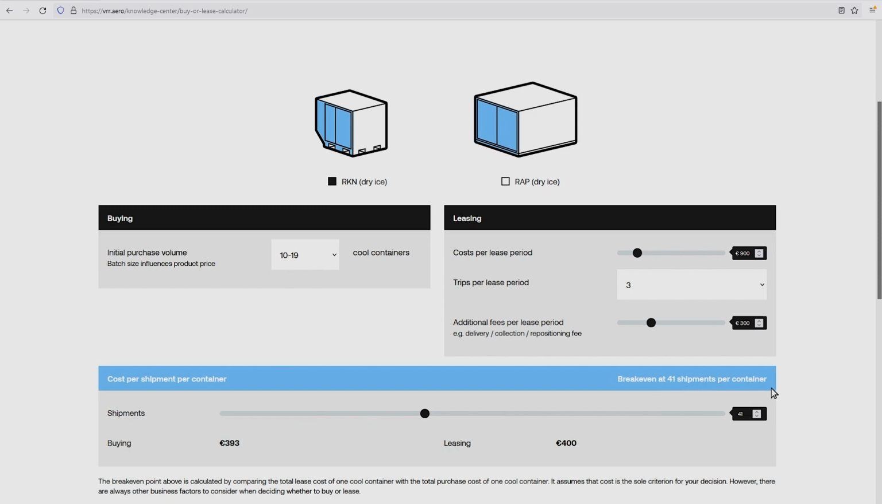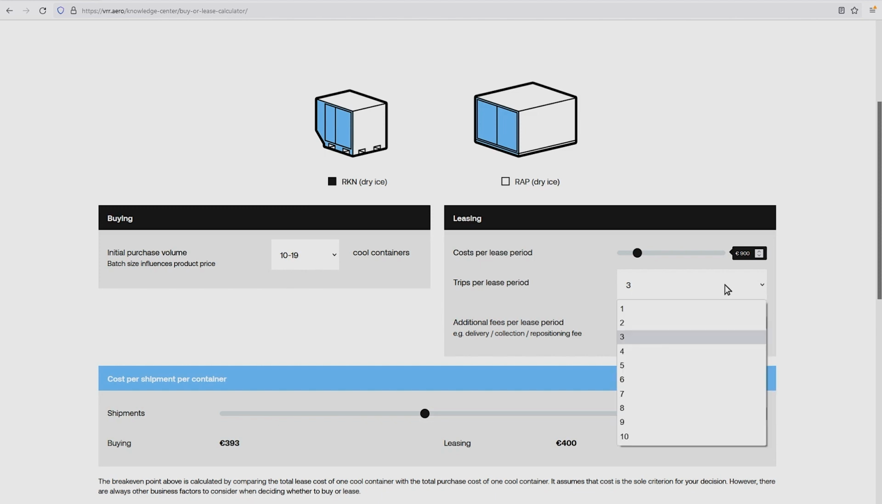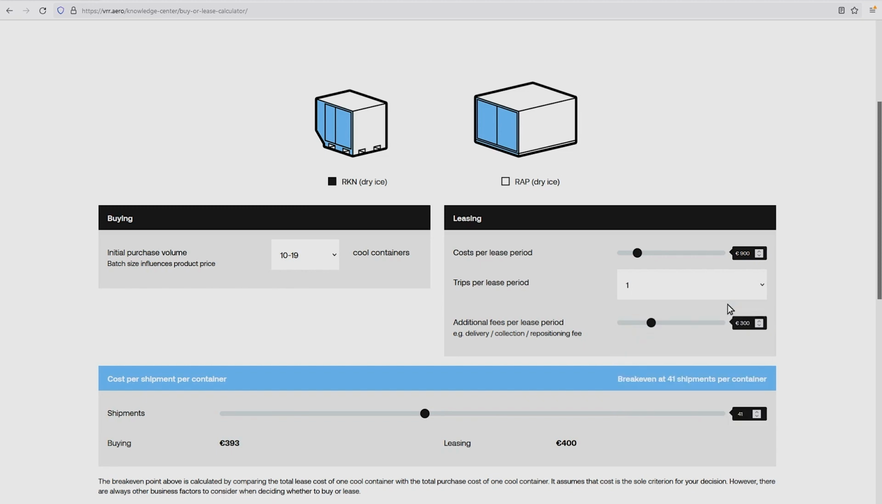Now you can play around with the calculations to explore different scenarios. What if I decrease the trips per lease period to just 1? Using my containers just once during the lease period brings my break-even point to just 13 shipments per container. But what if you plan to make, say, 90 shipments? In that case, buying becomes 6 times more cost efficient.